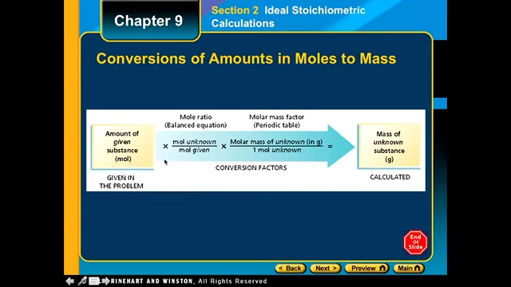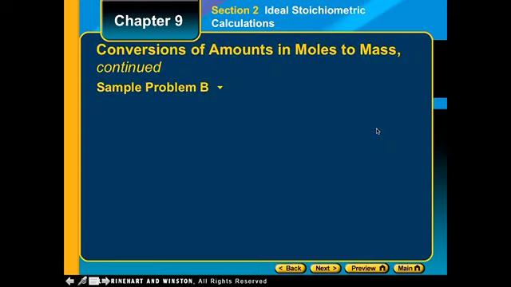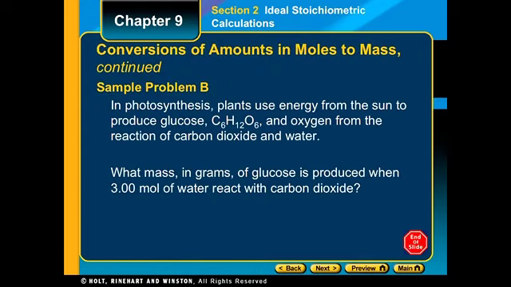For moles to mass conversion, the amount in moles times mole of the unknown over mole of the given times molar mass over mole of the unknown gives the mass, as in the following. In the photosynthesis process, plants use energy from the sun to produce glucose, C6H12O6, and oxygen from the reaction of carbon dioxide and water. What mass in grams of glucose is produced when 3 moles of water react with carbon dioxide?